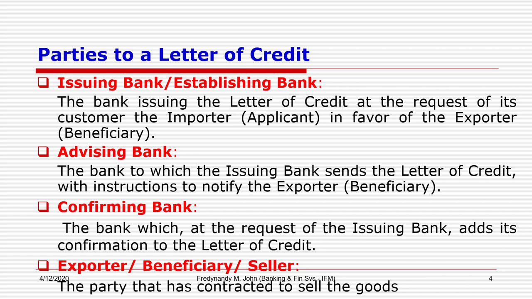The importer will apply for a letter of credit at the issuing bank or establishing bank. Then the issuing bank will notify the exporter through the advising bank. Remember, these banks correspond to each other. And in case the exporter fulfills all terms of the credit, then he will get paid by the issuing bank. However, if the exporter feels that the letter of credit needs to be secured, he can request the issuing bank to ask another bank to guarantee payments, and that is where the confirming bank will come into the picture.